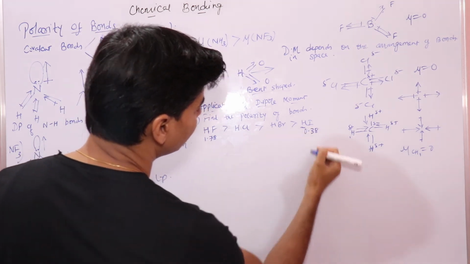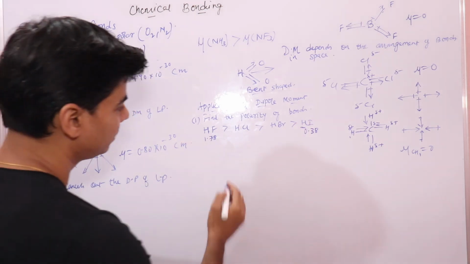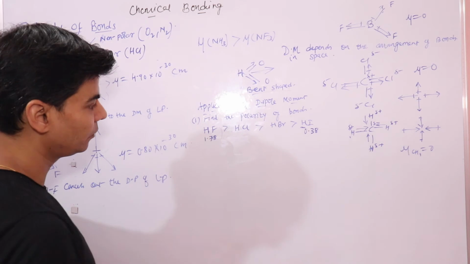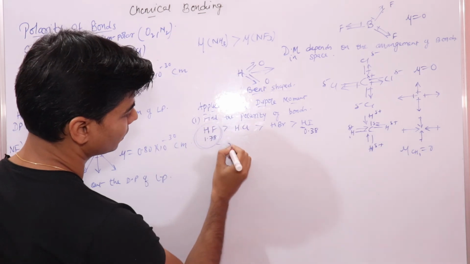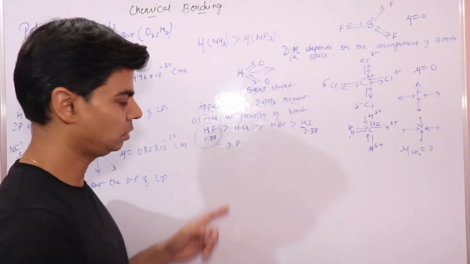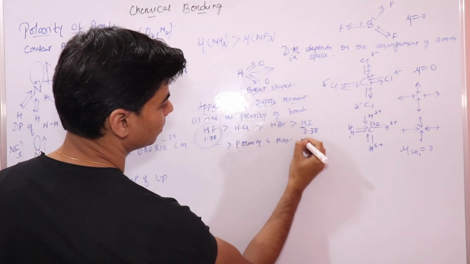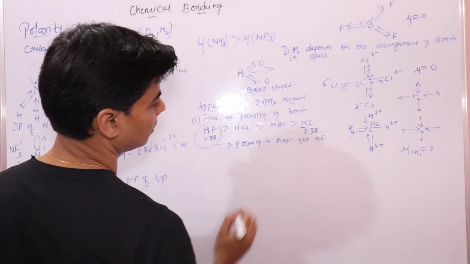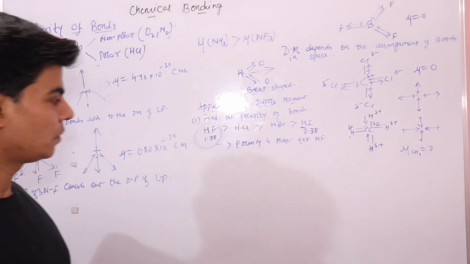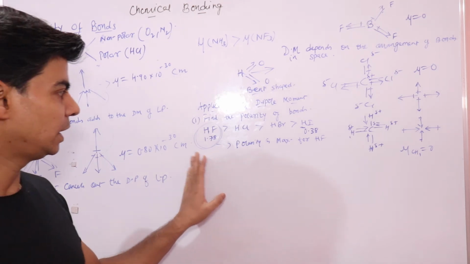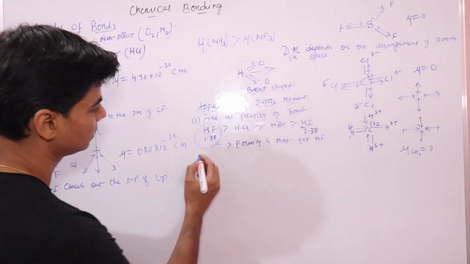It's 0.38, right? So as you move in this direction, the dipole moment decreases. That means the maximum value of dipole moment is that of hydrogen fluoride. This is a highly polar molecule, so the polarity is maximum for HF. Why maximum? Because of the maximum value of dipole moment. So the dipole moment will tell you how polar the molecule is. The higher the value of dipole moment, the more polar the molecule is.